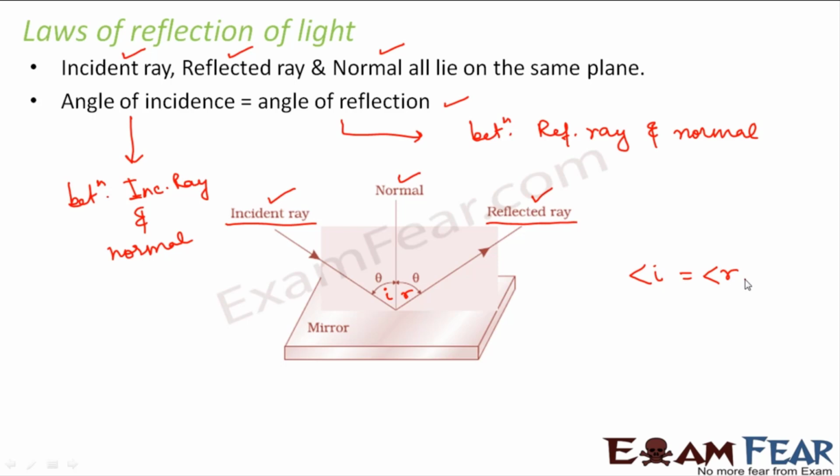So these two laws will always hold true wherever reflection takes place. That is, the angle of incidence will always be equal to the angle of reflection, and the incident ray, reflected ray and normal all will lie on the same plane. Now that we have talked about what reflection of light is, let us talk about spherical mirrors.